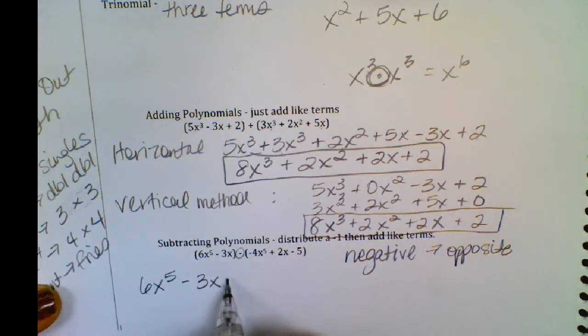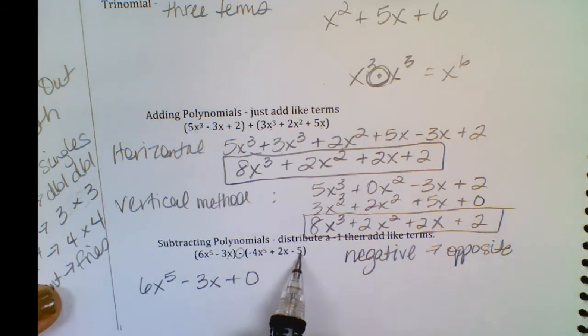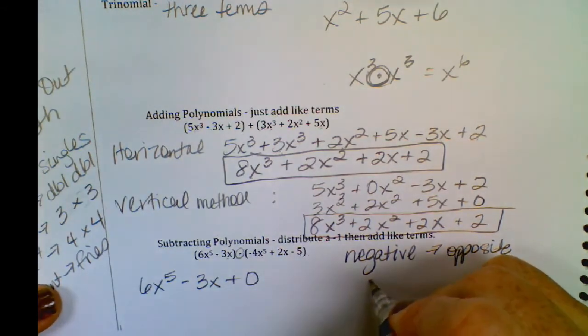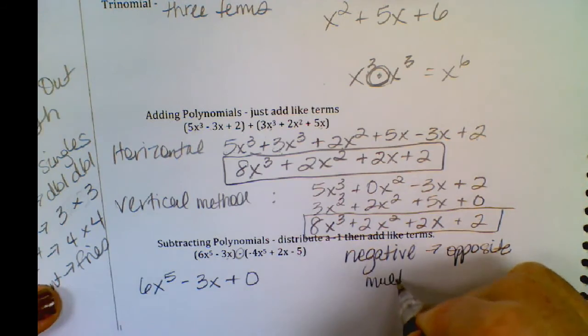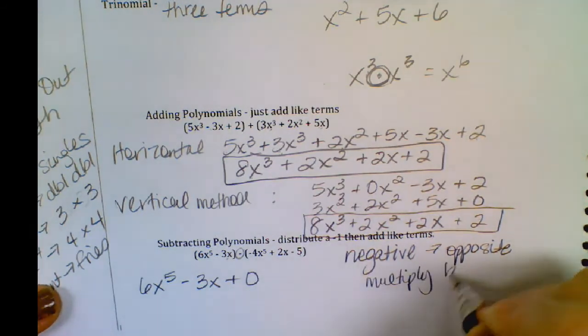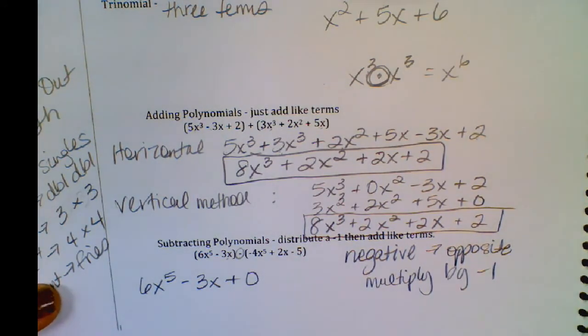Minus 3x, and I'm going to put a plus 0. The only terms I have here are x to the 5th, x to the 1st, and constants. So I'm just going to make sure I've got those three. When you are subtracting this entire parentheses, it's like you are multiplying that second parentheses by negative 1. So all of these signs are going to reverse. So what I do is say, okay, well that's a negative negative, which gives me a positive. A negative positive gives me a negative 2x, and a negative negative gives me a positive 5.